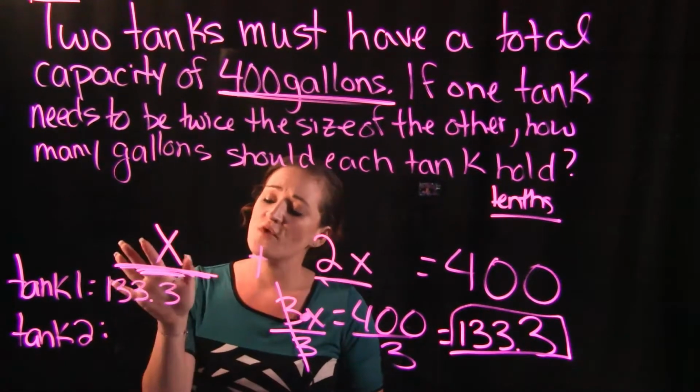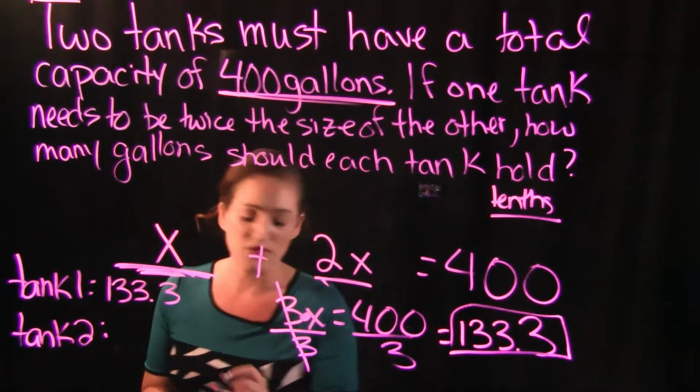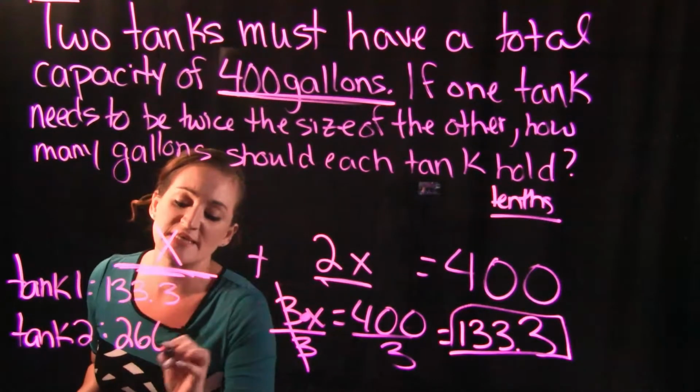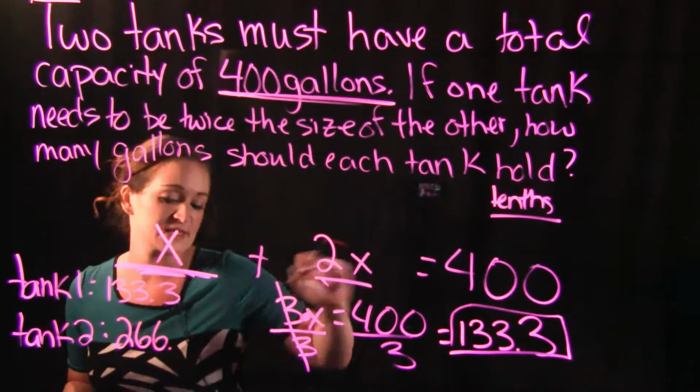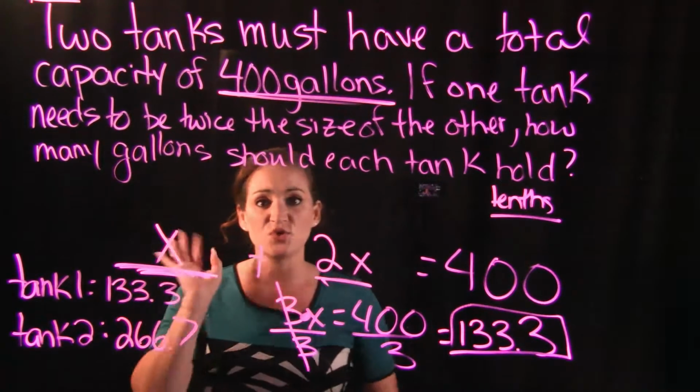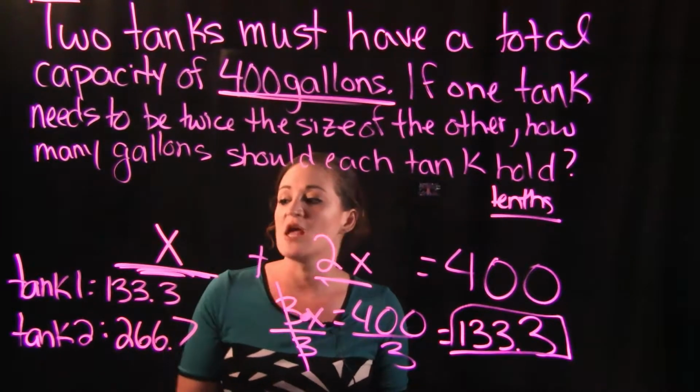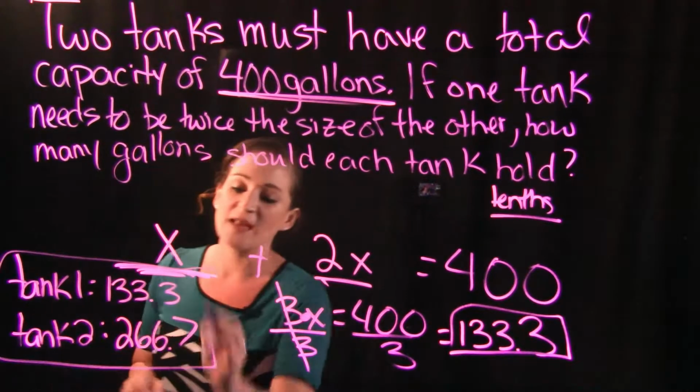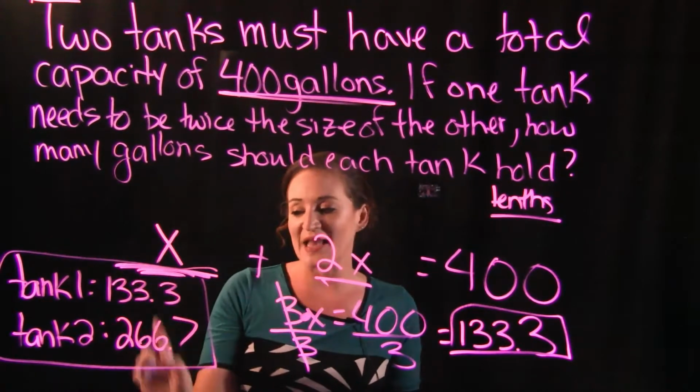So we know that we have 400 total gallons. If we take 400 minus 133.3, we do get 266.66666. So we'll just round that to 266.7. And there we have how many gallons are in tank 1, how many gallons are in tank 2.